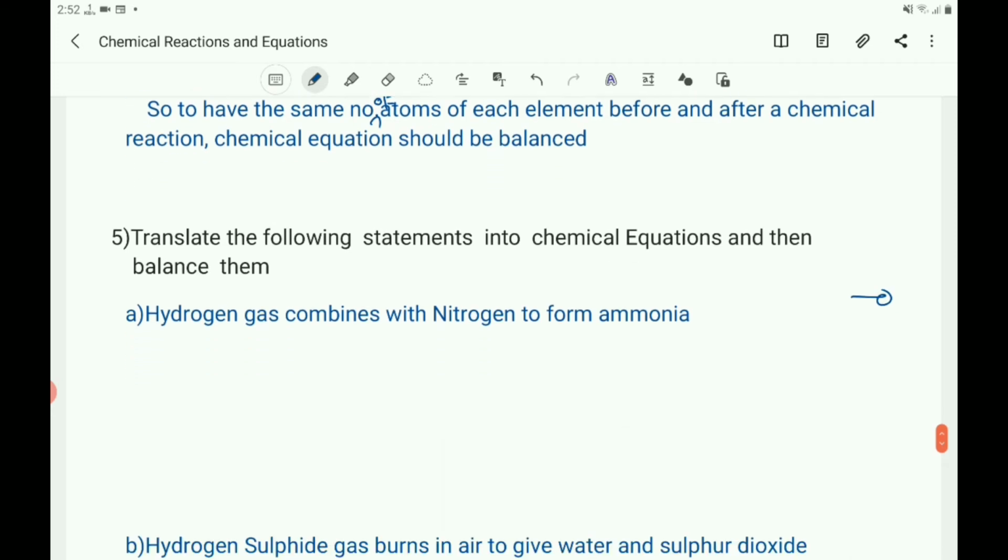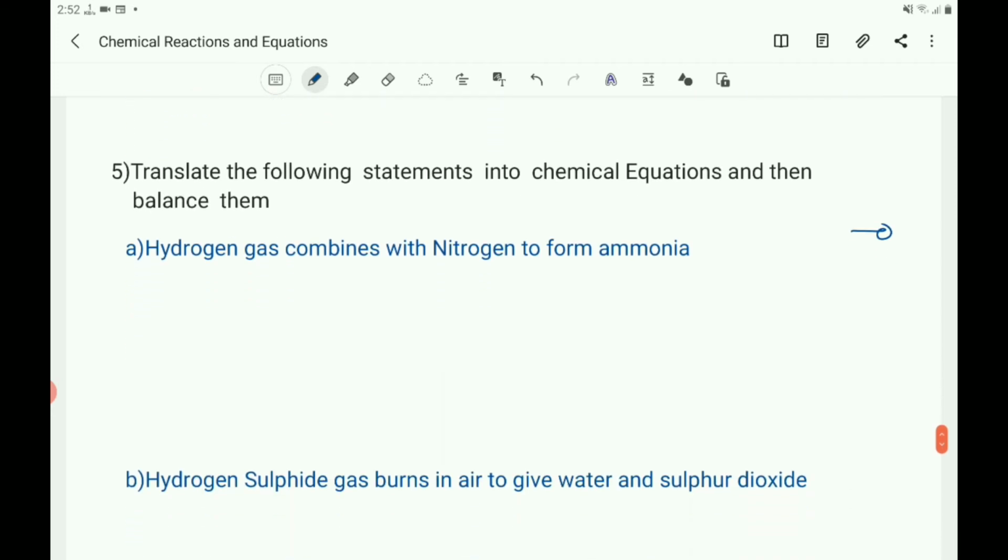Then next question, fifth question. You see the fifth question in your textbook. The fifth question is, translate the following statements into chemical equations and then balance them. The first reaction is, hydrogen gas combines with nitrogen to form ammonia.